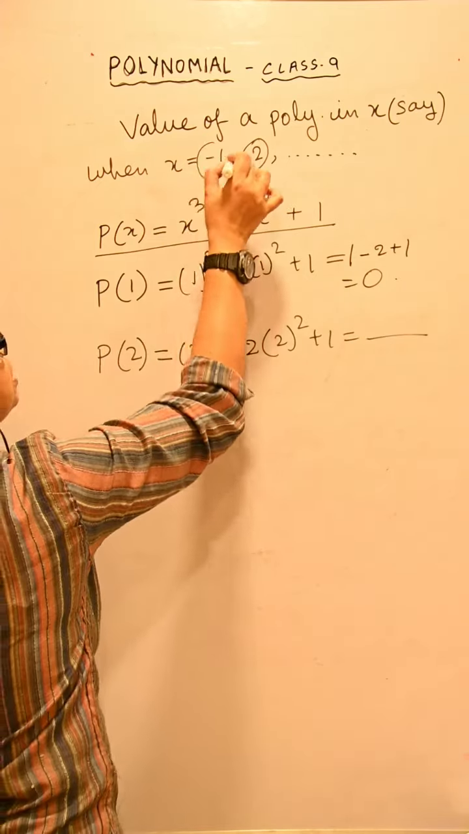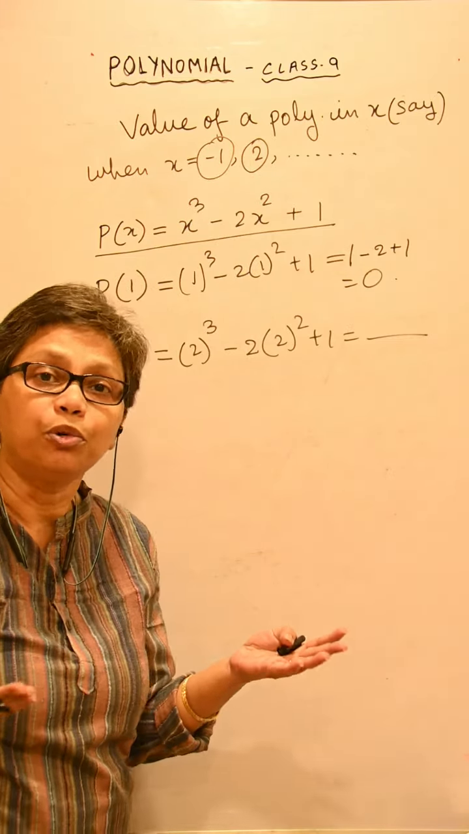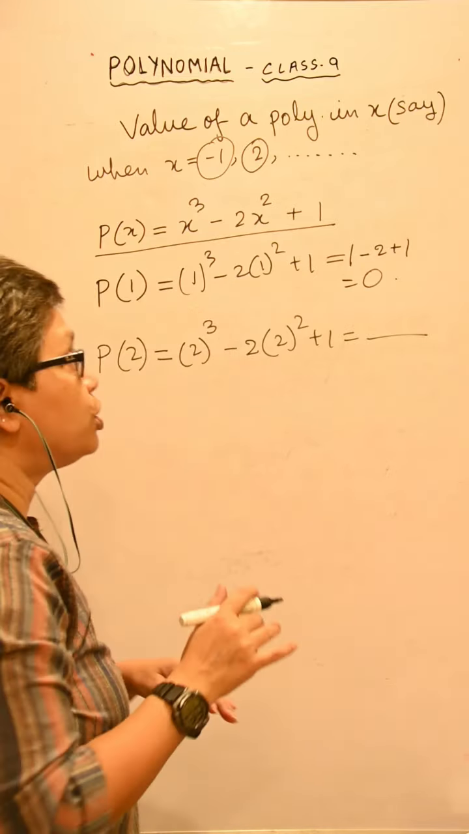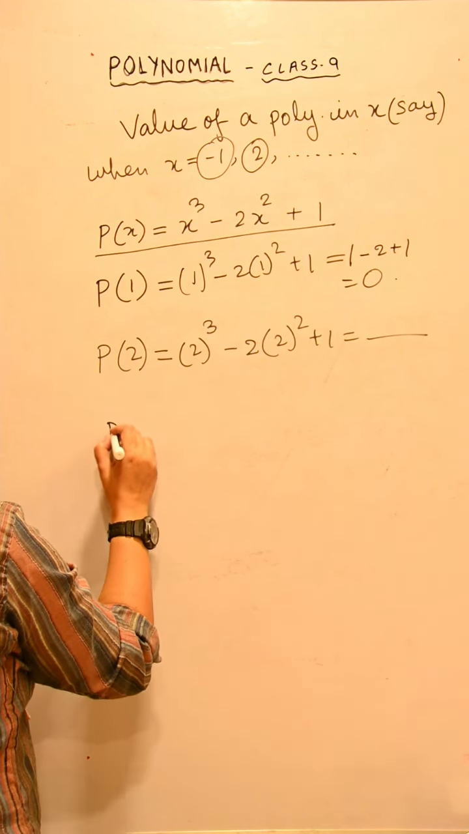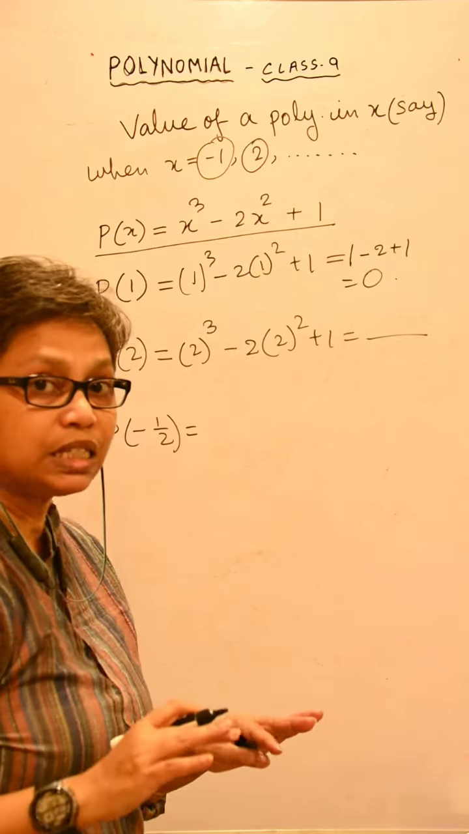So, here I missed out this, that is when x is minus 1. It is not that x will take up only positive values, it can take up negative values, fractional values. So, suppose we want to find out p of minus half. That is when x takes the value minus half.